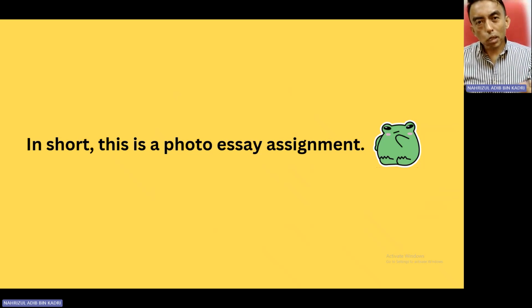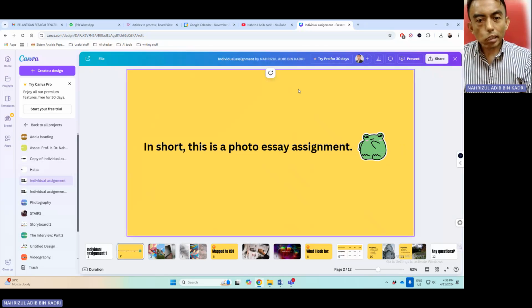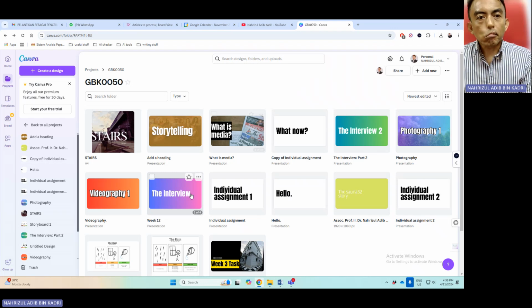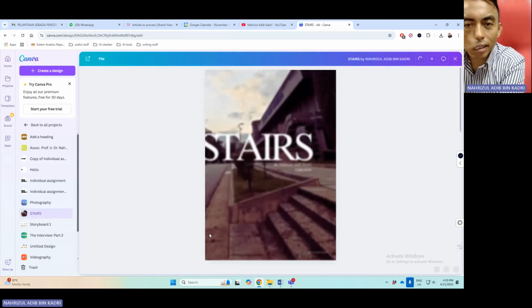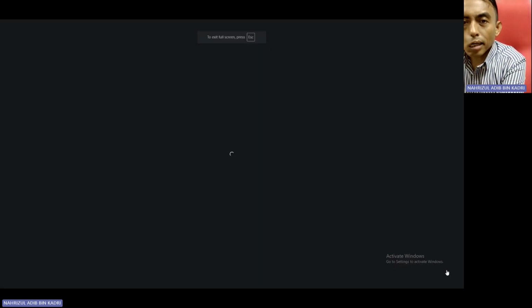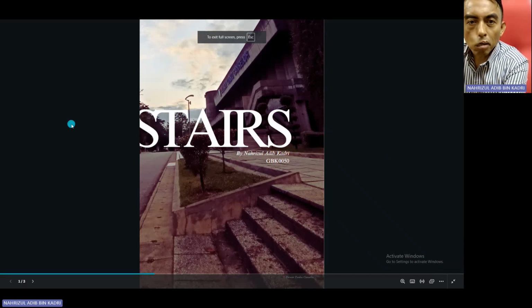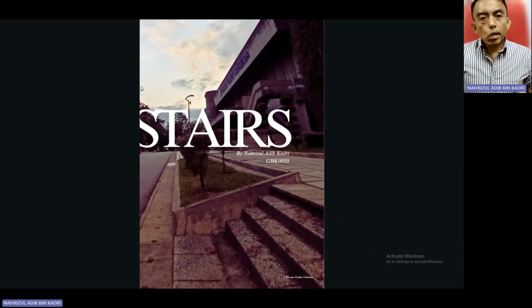So you don't have to write long words actually. Like the example that I gave you is just a very short poem with photos of stairs. Because my message is that I think I have it here. In fact, why don't I show it on my Canva as well? Yeah, here. I created it using Canva. I love Canva, so I'm using it everywhere now. All right. So in this example, I'm trying to share with you about the stairs of UM.